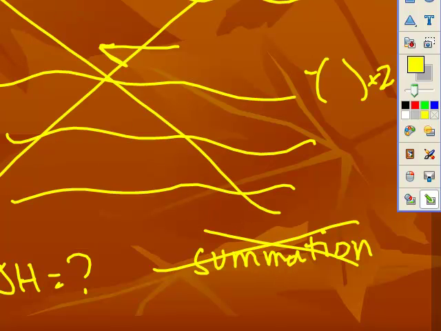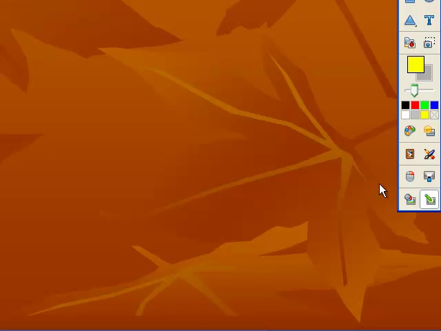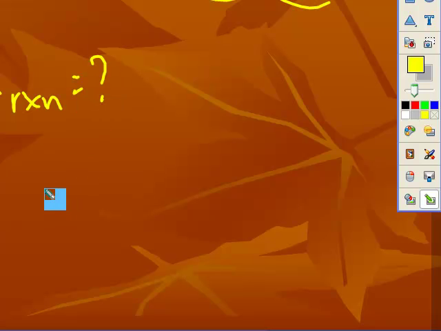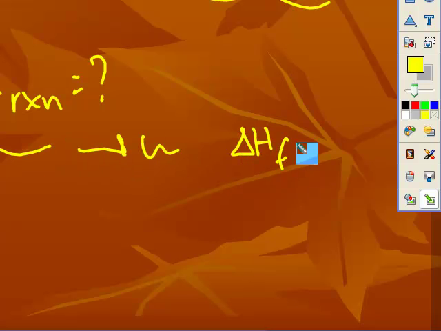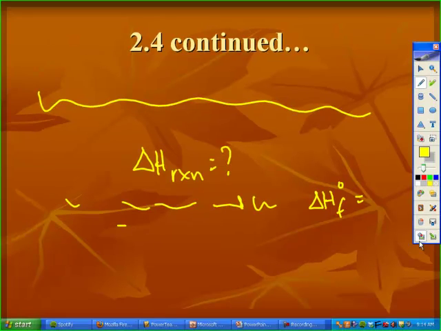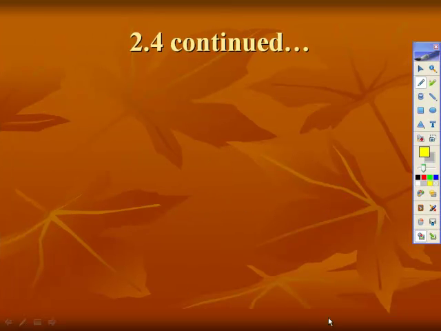But if all you're given is just this and asked to find delta H of your reaction, go right ahead and use your summation equation. Or if you're not comfortable with that, you can write all of your formation equations out like we've been doing, and then do your flipping and multiplying and adding all up. It's totally up to you, but I do want you to try a few of those summation equations today.